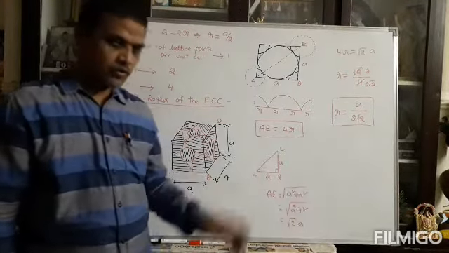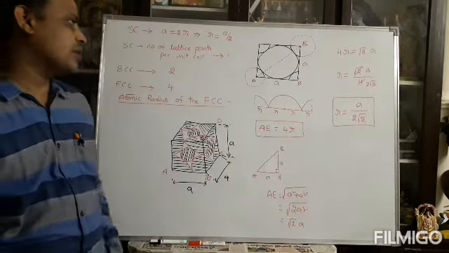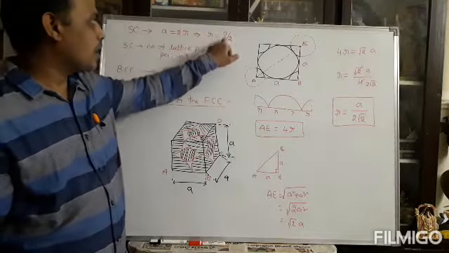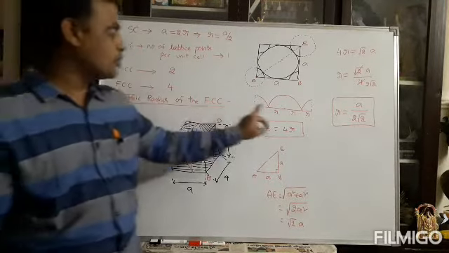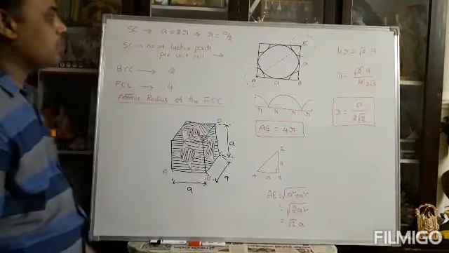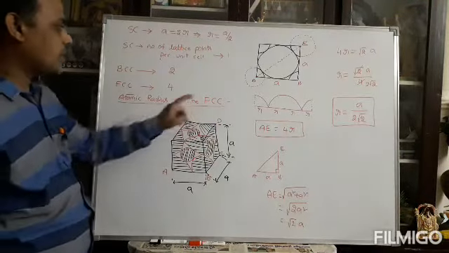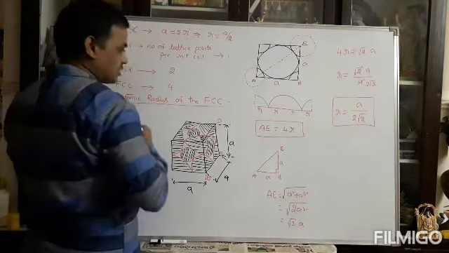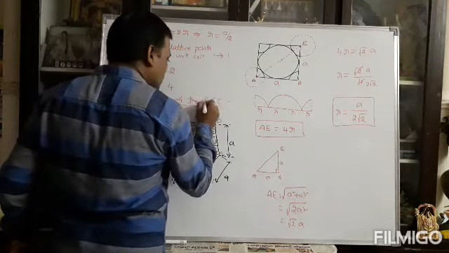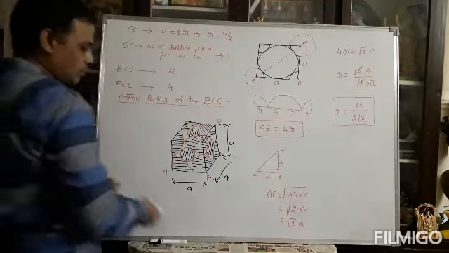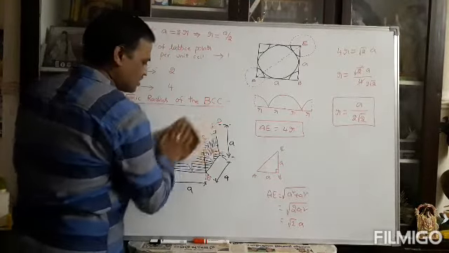So up to this, we have calculated the atomic radius relation in terms of lattice constant. For simple cubic structure, R is equal to a by 2. For face-centered cubic structure, R is equal to a by 2 root 2. In a similar fashion, we can derive the atomic radius for the remaining structure, that is the body-centered cubic structure, BCC, in the same way.